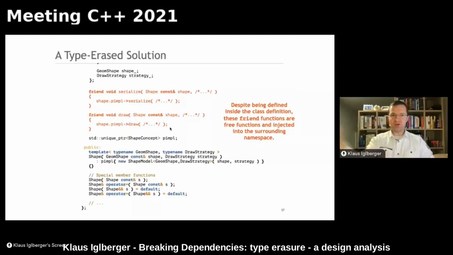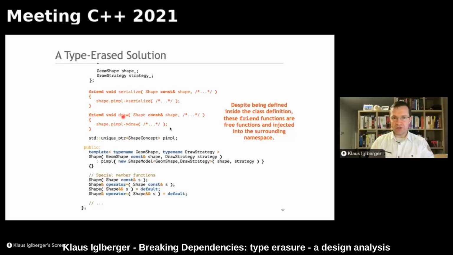So I introduce a free serialize and a free draw function into the surrounding namespace, inject them into the surrounding namespace. Still, this is not something super complicated. It just resembles the interface that I expect anyway. But these functions now are responsible to actually trigger the effect.